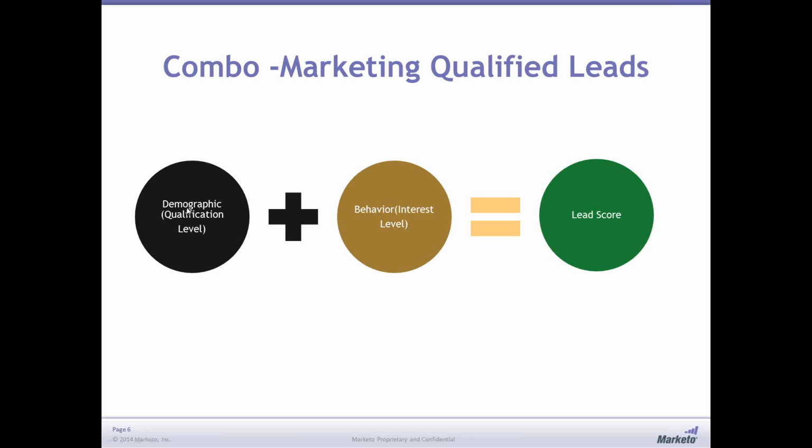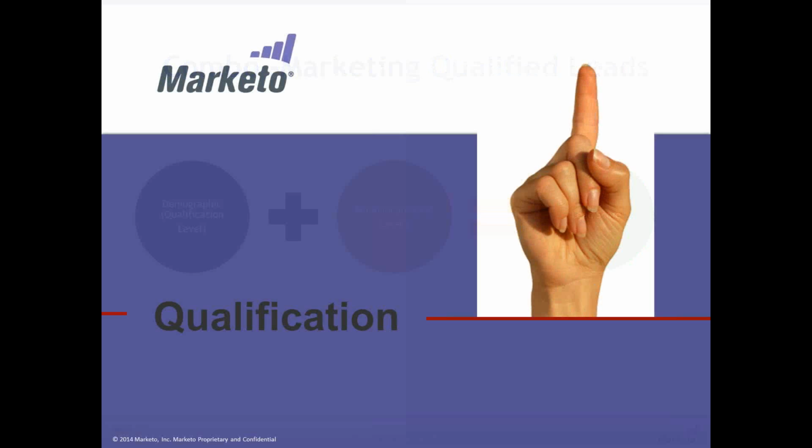So in other words, what I say is demographic or qualification. You might have heard explicit, which means how much you are interested in them, and implicit, how much they are interested in you. And we'll dive deeper into both of these in the next couple of slides. So let's talk about the qualification.